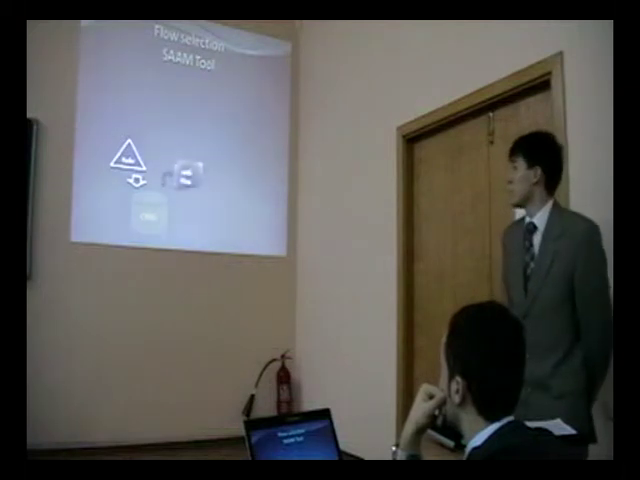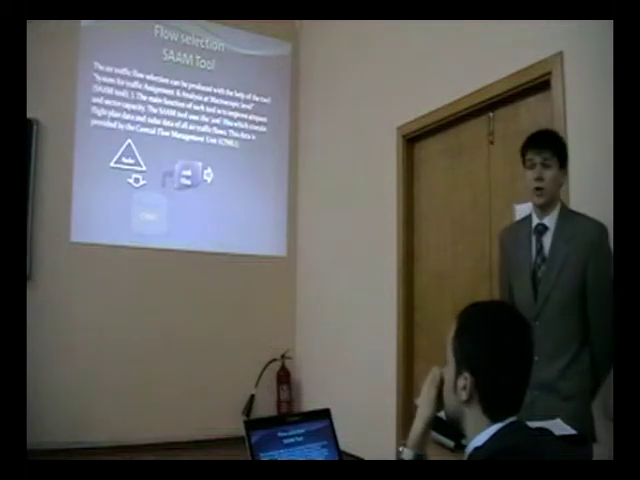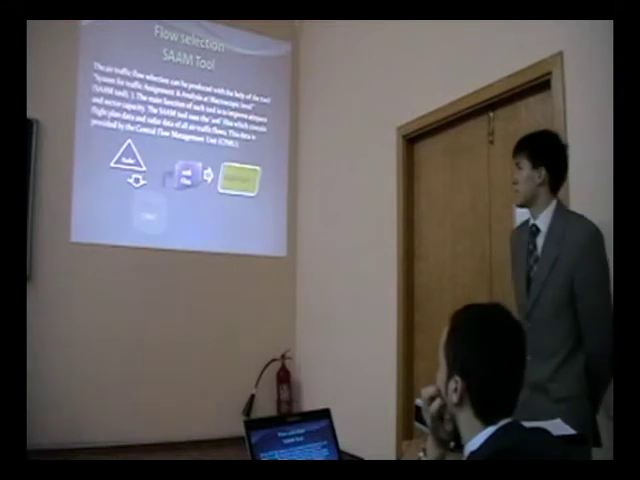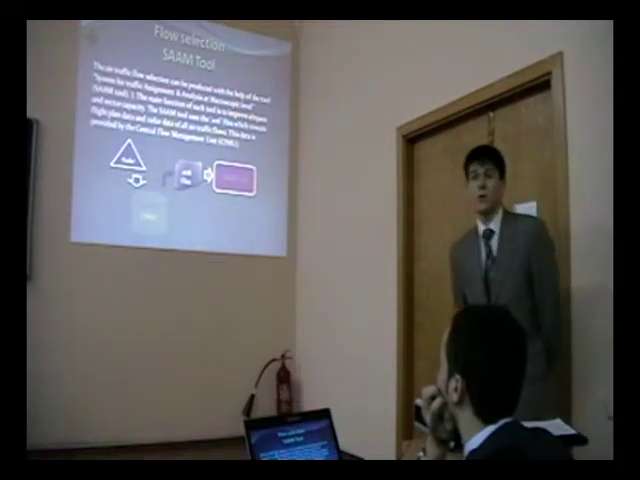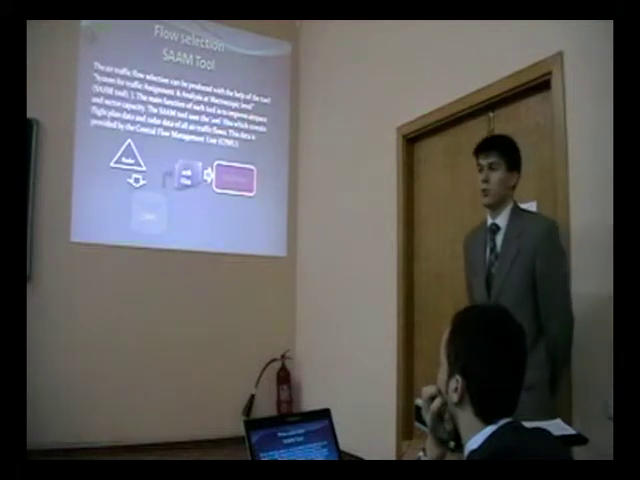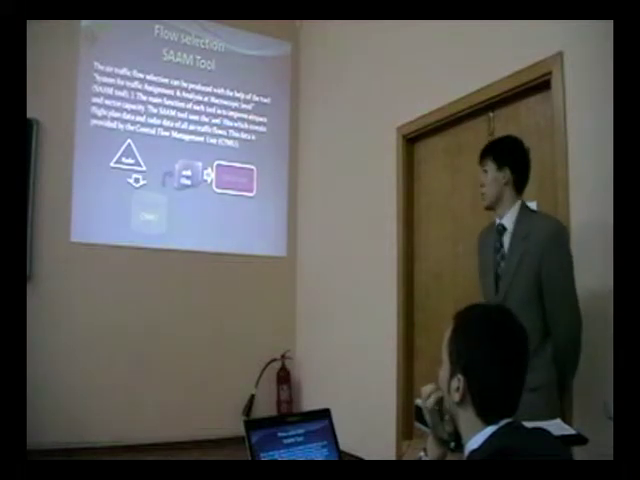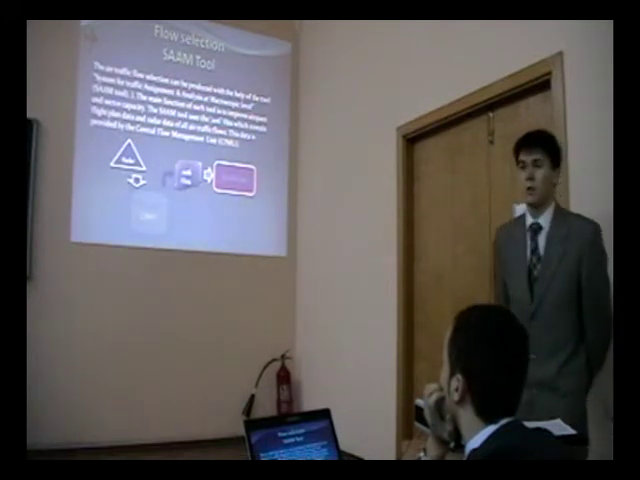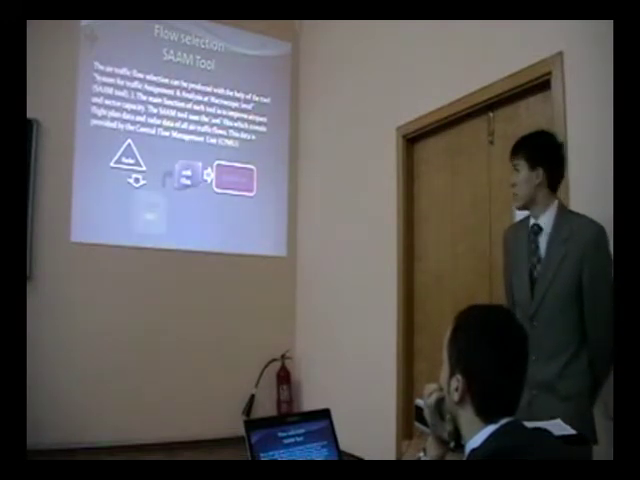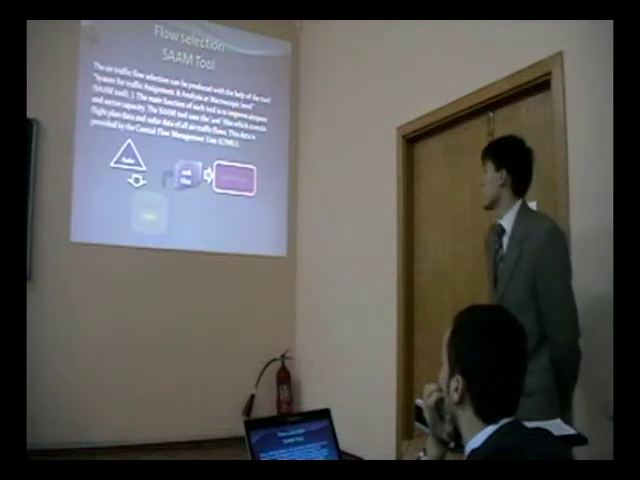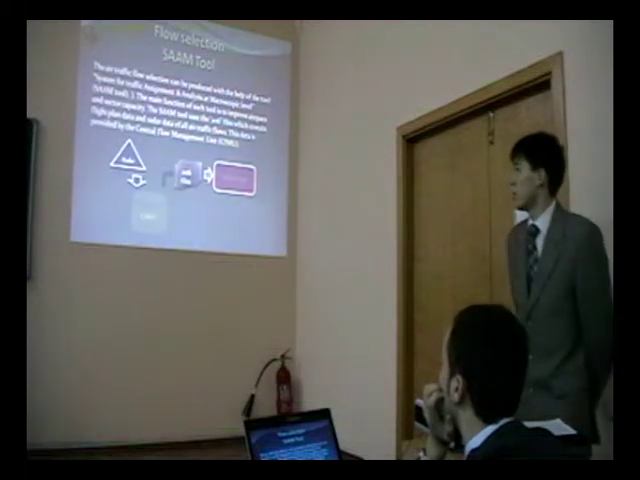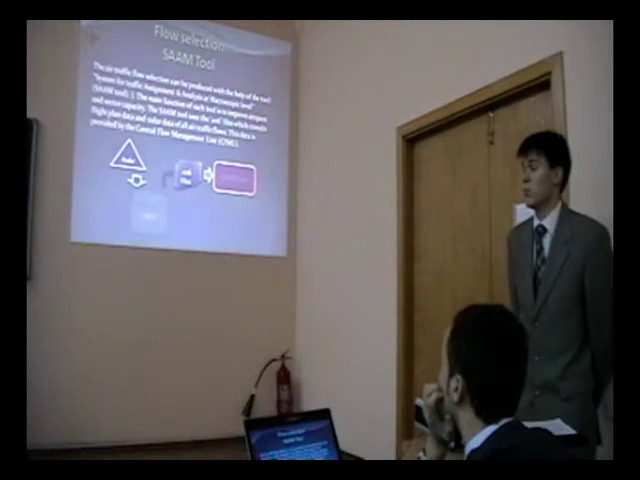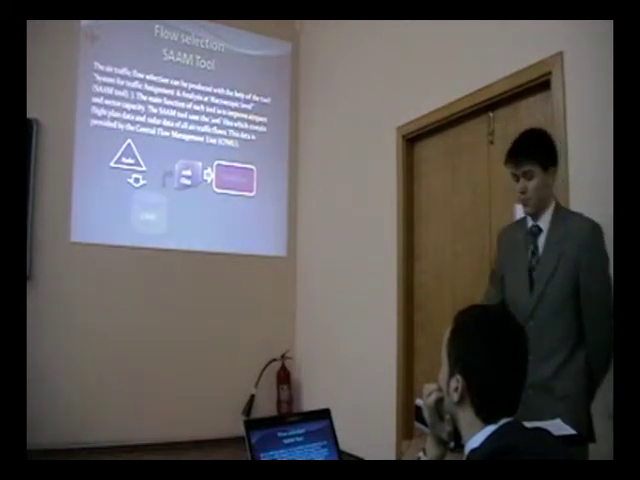The air traffic flow selection can be produced with the help of the SUM tool. It's a system of assignment and analysis at microscopic level. The main function of such a tool is to improve airspace and sector capacity. The SUM tool uses the SSX files which contain flight plan data and radar data of all air traffic flows. This data is provided by the Central Flow Management Unit, CFMU.